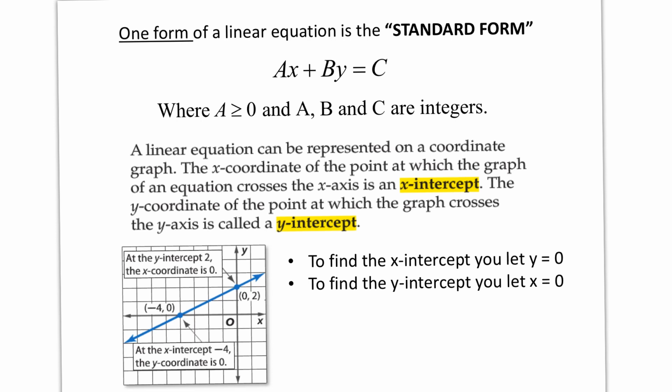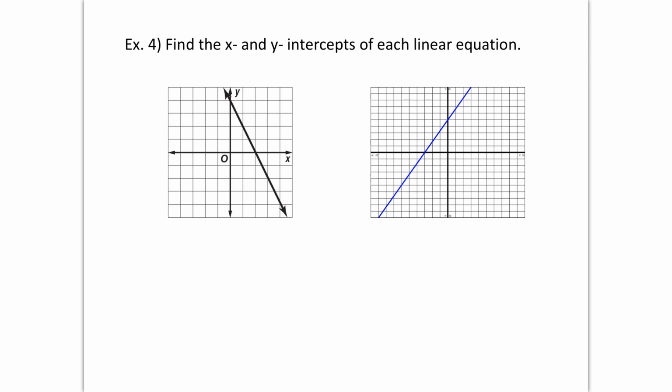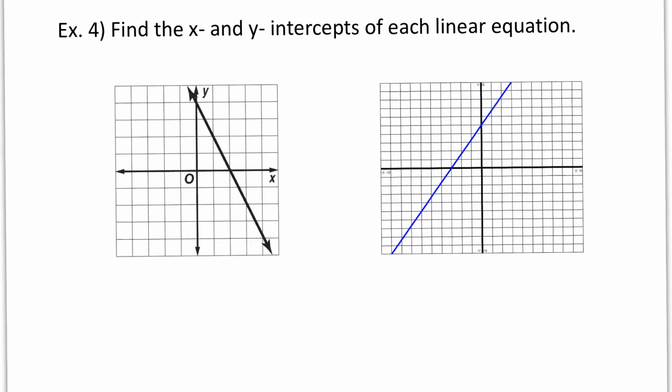After you find the x-intercept and the y-intercept, you are going to plot those points, and then you connect the points. So let's go ahead and try some examples where you find the x and the y-intercept, and then we're going to graph using those intercepts. Here we're not actually graphing. The graph's already made for us, but we want to find the x and the y-intercepts. So that's this first example.